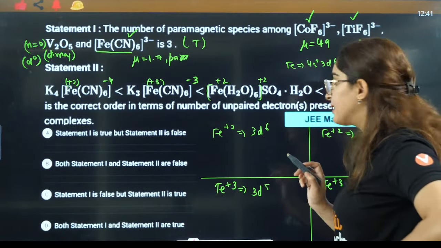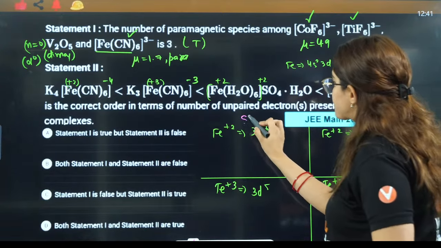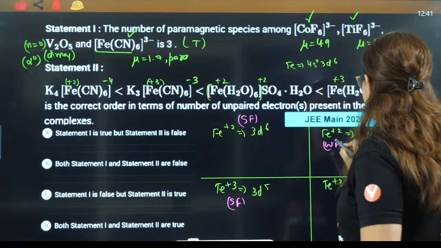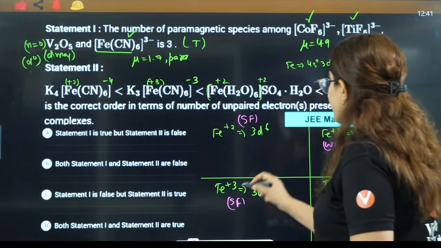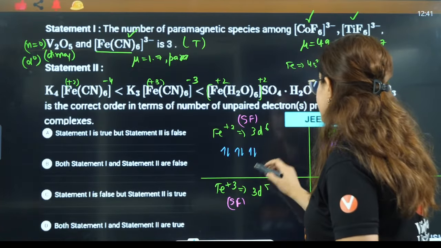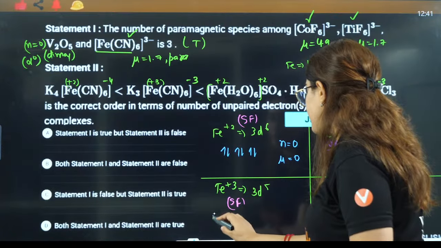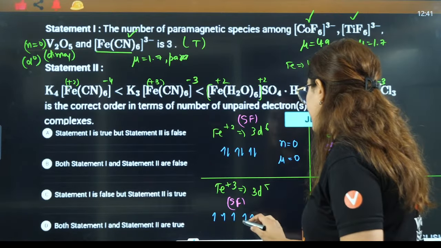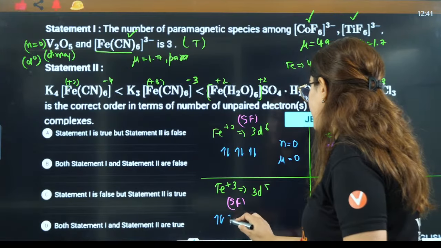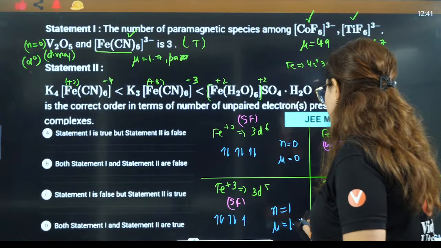Now you will see that in this case you have strong field, weak field, weak field. Here you have strong field, here you have weak field, here you have weak field. Strong field means it will cause pairing, so it will be 1, 2, 3, 4, 5, 6. So unpaired electrons is 0, mu is equal to 0. Here strong field means 1, 2, 3, 4, 5. So number of unpaired electrons is 1, mu is equal to 1.7.